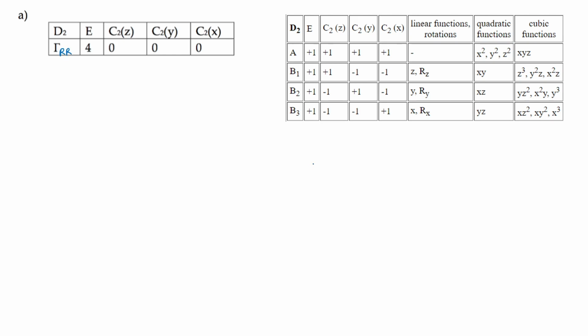Reducible representation. The D2 character table is given. For D2, as we can see, there are 4 symmetry operations: the identity and 3 different symmetry operations, which are actually all rotational axes, but with respect to different coordinates. And there are these linear functions, rotations, quadratic functions, and cubic functions.